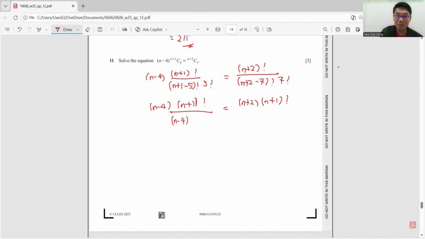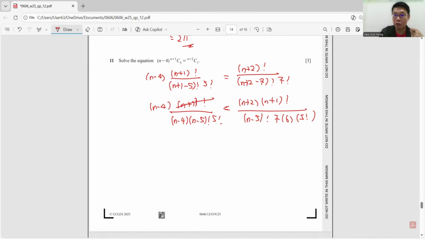Then we reduce the n minus 4 and n minus 5. Then this 5 factorial is the smaller one, will remain. And then here is n minus 5 factorial. It's the same as this. 7 factorial, we change to 7 times 6 times 5 factorial. Everything on the left and right of the equal sign is the same, then we can cancel off.